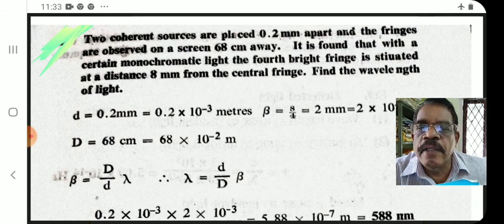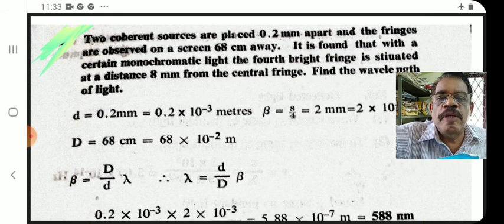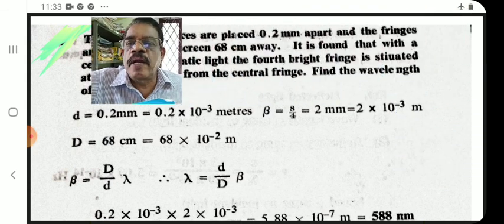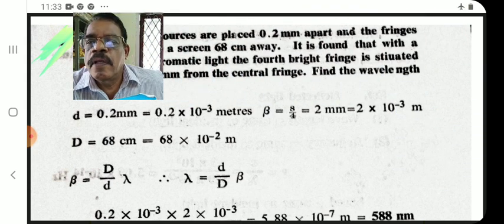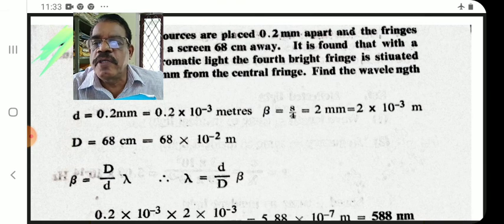The width of 4 fringes is 8. So 8/4 is 2 millimeter, that is equal to 2 × 10⁻³ meter. D is given as 60 centimeter. Convert into meter: 68 × 10⁻² meter.